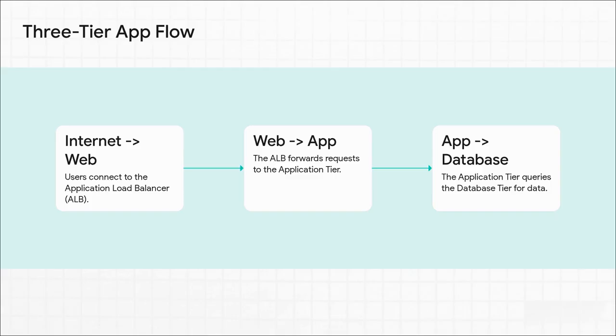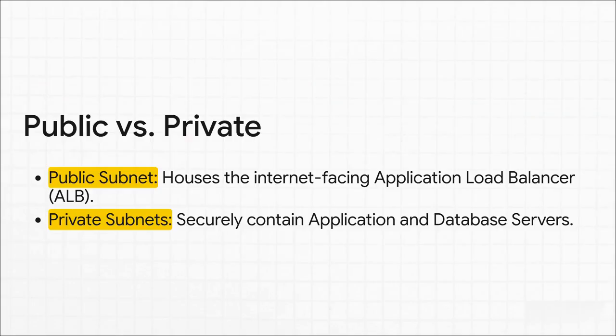That's the front door, usually an application load balancer. That web tier then passes the request to the app tier, which is where all the real work happens. And finally, the app tier talks to the database tier to get or save data. Our whole job is to enforce only this flow and block absolutely everything else. So how do we actually do that?